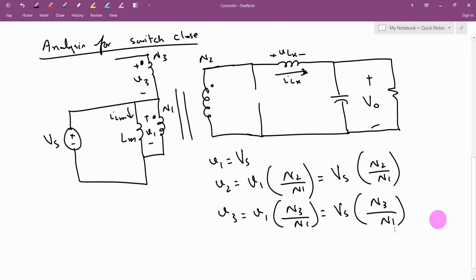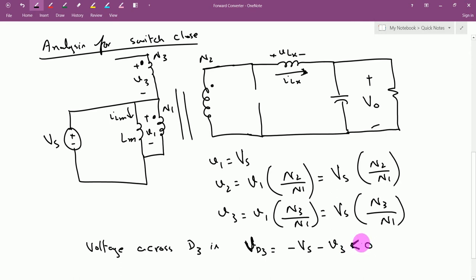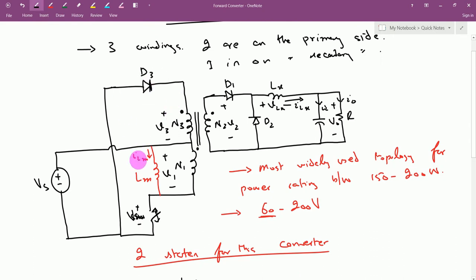The first thing here is, let us analyze the voltage applied on this diode D3. The voltage across D3 is given as minus Vs minus V3, which is less than zero. And therefore, this indicates that this diode D3 is actually in reverse bias mode.